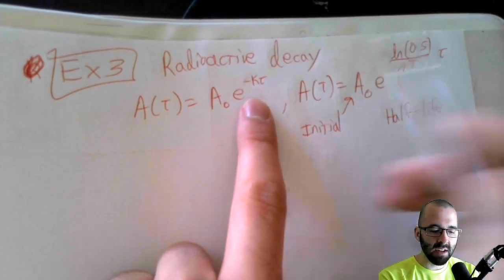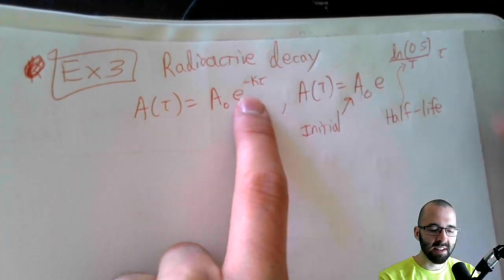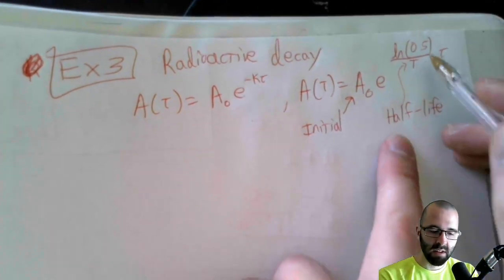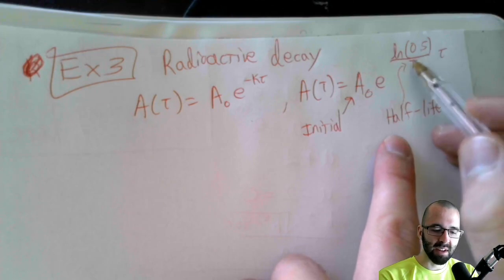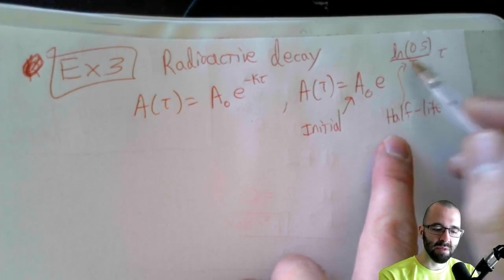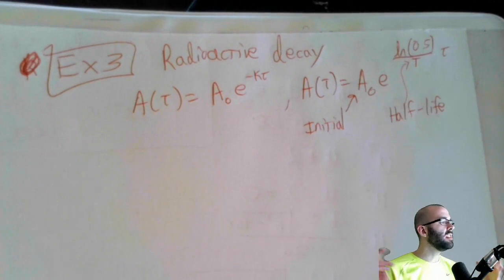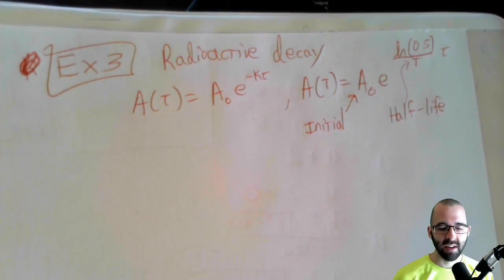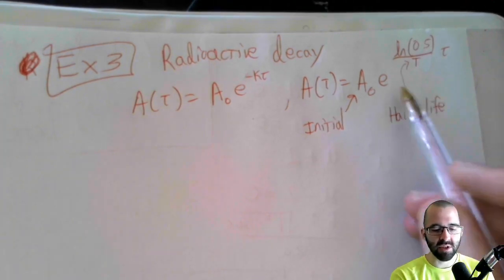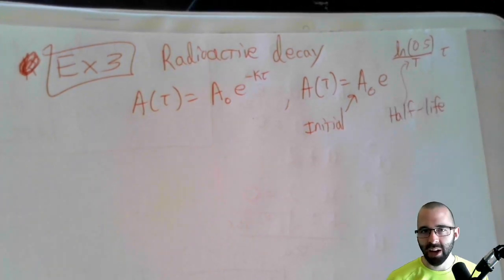The only difference is that here is our k. We have a negative k like this. It can also be expressed like this. This is a simpler function. So you need to know what half-life is. What the heck does a half-life mean? If you know what half-life is, you just plug things in, and you're going to be okay.